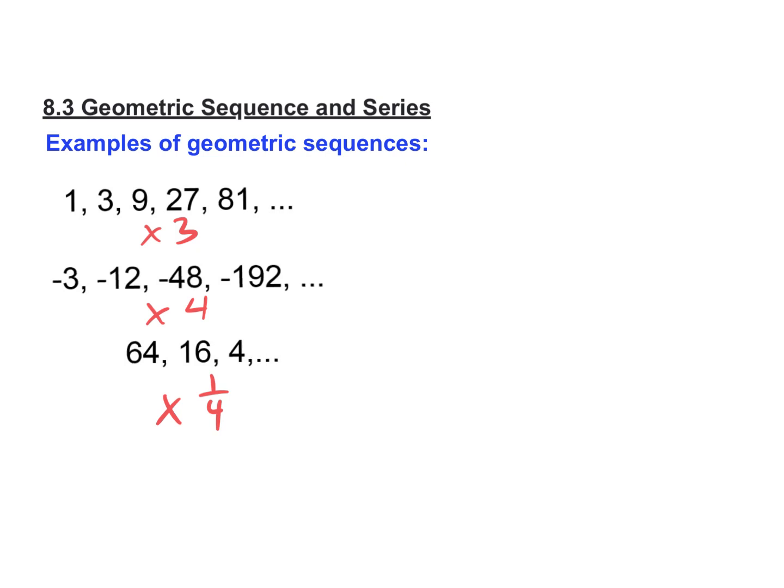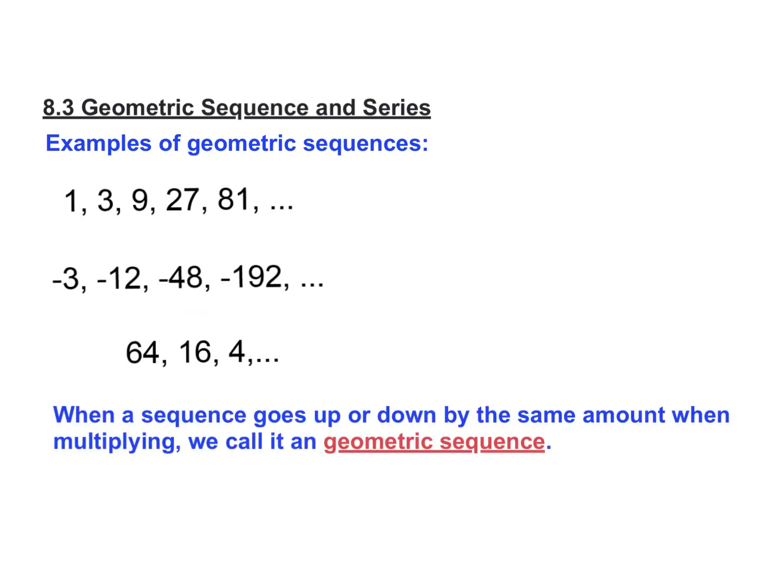It basically is just, and I said something like this for the arithmetic, when a sequence goes up or down by the same amount when multiplying. So just like when we did arithmetic, we always said addition. For geometric sequences, we always say multiplication. Even if it is a fraction, in your mind, you want to think about it as division. We're always going to talk about multiplication because we have to have that same thing that's like the common difference, but we're going to call it something different for geometric, and we'll get to that in a second.